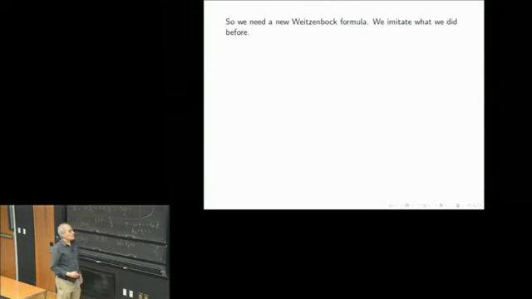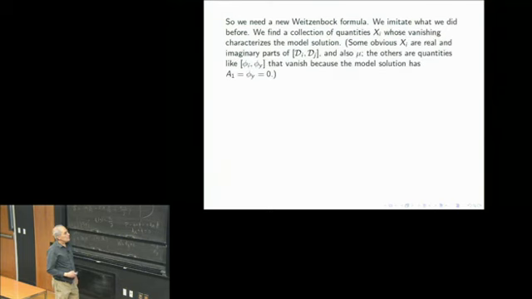We need a new Weitzenbock formula, but we find it by imitating what we did before. We find a collection of quantities xi whose vanishing characterizes the model solution. So the xi are more or less obvious. Some of them are real and imaginary parts of the equations. They vanish in the model solution. And the others are the quantities that vanish because the model solution has a1 equals phi y equals 0. So there are a lot of obvious quantities that vanish in the model solution, and their vanishing characterizes it.